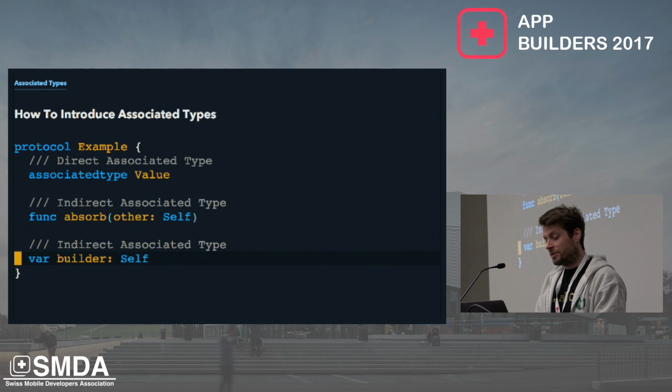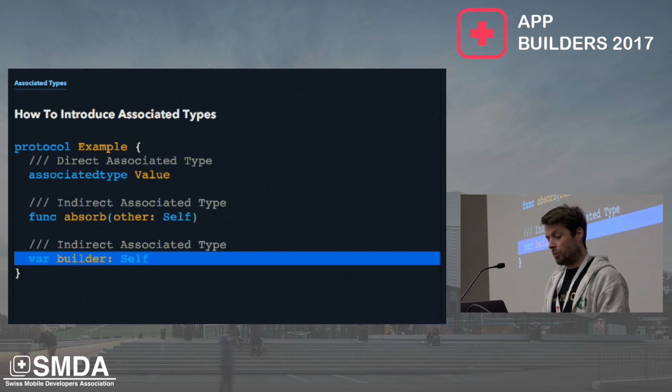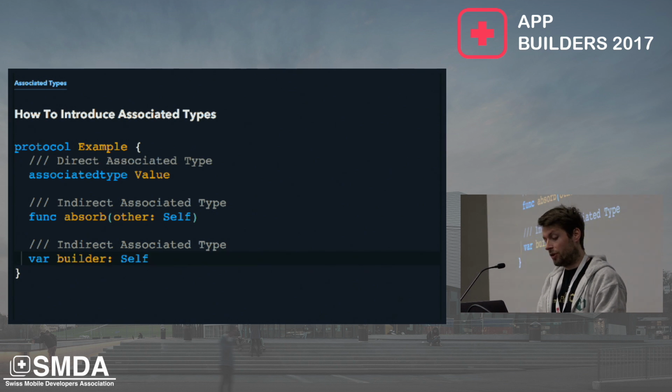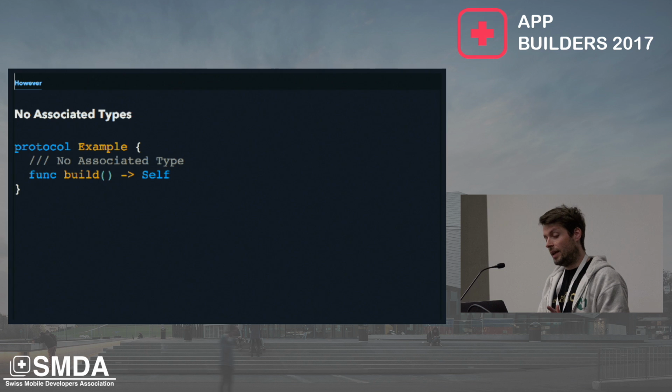And finally, there's another indirect associated type, which is a builder, which is a variable that is of the type of the actual protocol. So in these three cases, your protocol will suddenly have an associated type whether you want it or not. However, if you have a function that returns the type of the protocol, you're not getting an associated type. So in this case, you're fine, and you basically have a normal protocol that you can use in the normal ways.